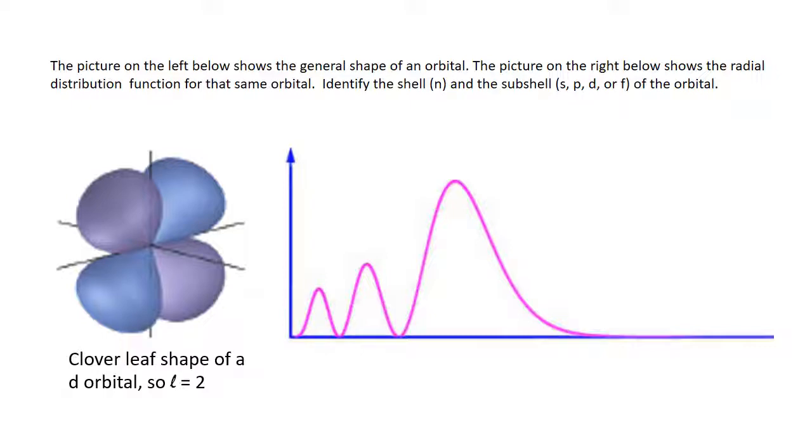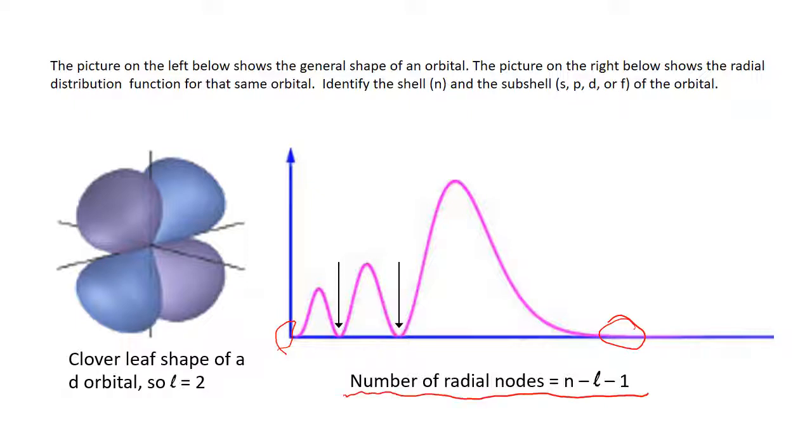If I look at the right side, what I see are 2 radial nodes, here and here. Again, we're not going to count this as a radial node. We're not going to count this as a radial node. So overall, in this radial distribution function, I see 2 radial nodes. So I can use that information then, since I know L equals 2, and I know the number of radial nodes, I can plug into this equation right here, and I can solve for my value of n.